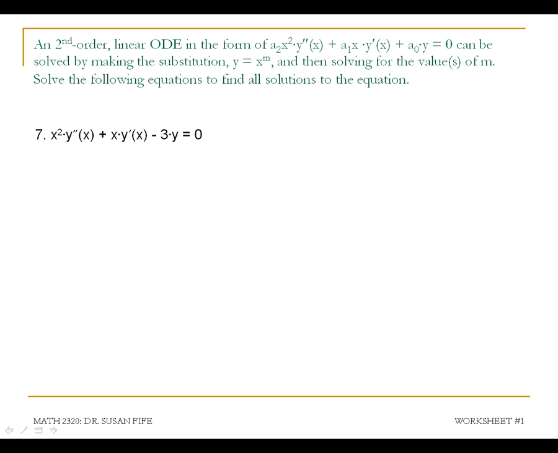On number 7, we're looking at the same type of linear equation. Here again we have a second order linear equation. We have a second derivative term, we have a first derivative term, and then we have a y term. And we have x squared times the second derivative, x to the first times the first derivative, and then just a constant times y. And we want to do the same type of substitution that we did for number 6.